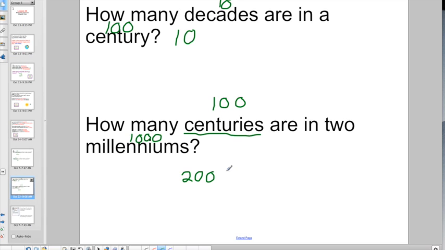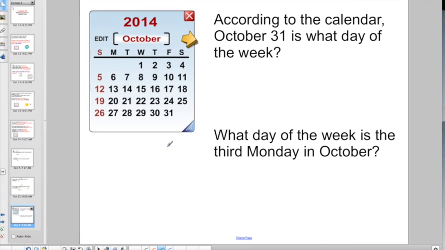So I got to think how many hundreds are in 2,000. We can count up. Hopefully you do. And you're going to find that there's 20 hundreds in 2,000, right? Are you with me so far? I'm telling you right now, if any of that was confusing to you, you better hit rewind and check it out again. Let's try this one. Moving on to calendars now.